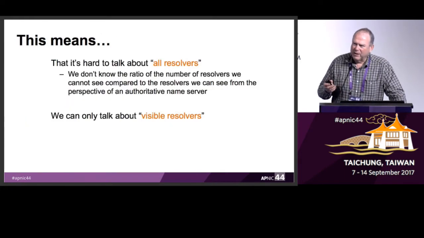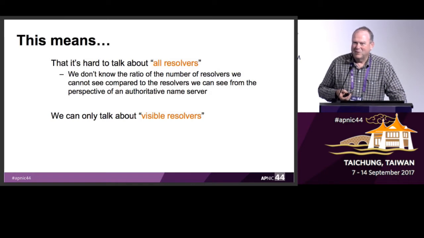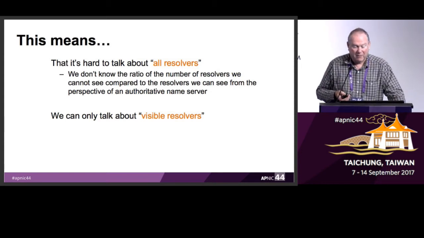And the result is that when someone says to me, Jeff, can you tell me the number of resolvers that validate? I have no idea. I can't even see them. I can only see a subset that ask authoritative name servers mine questions. That's not all the resolvers, that's a small subset.